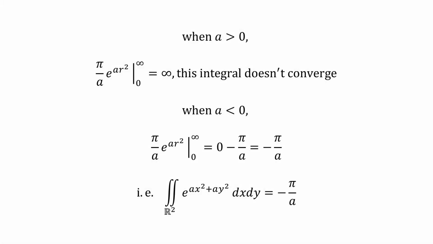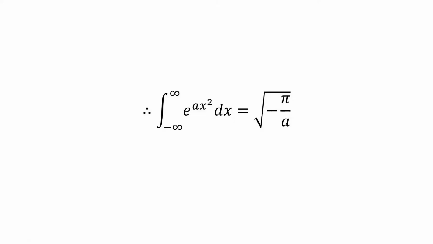It should be noted that the integral converges only when a is greater than 0. Otherwise, the integral tends to infinity. Finally, we can get that the value of this integral is pi over a. Because this integral is the square of the integral we want, and the integral we were trying to calculate is greater than 0, the value of this integral is equal to the square root of pi over a.